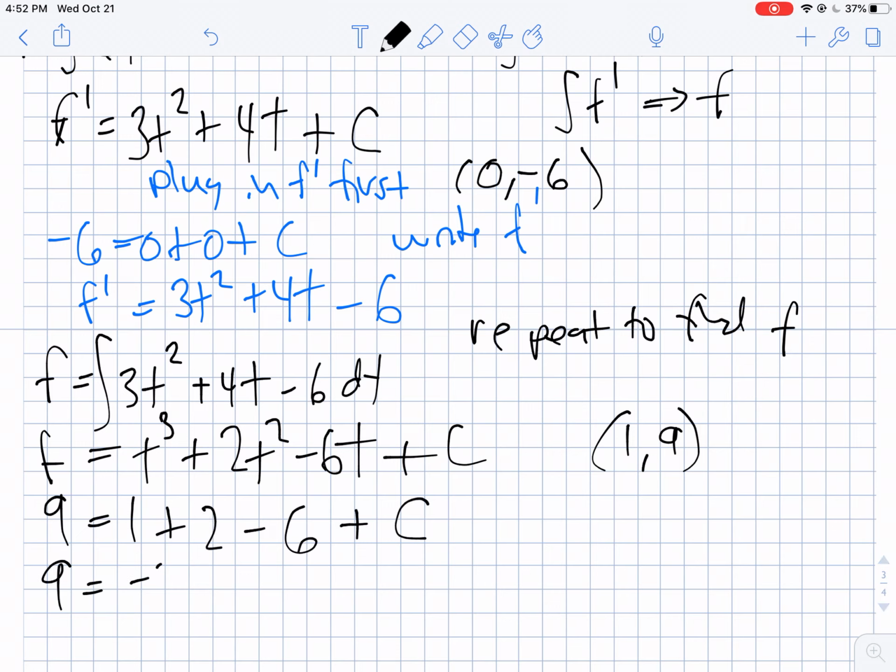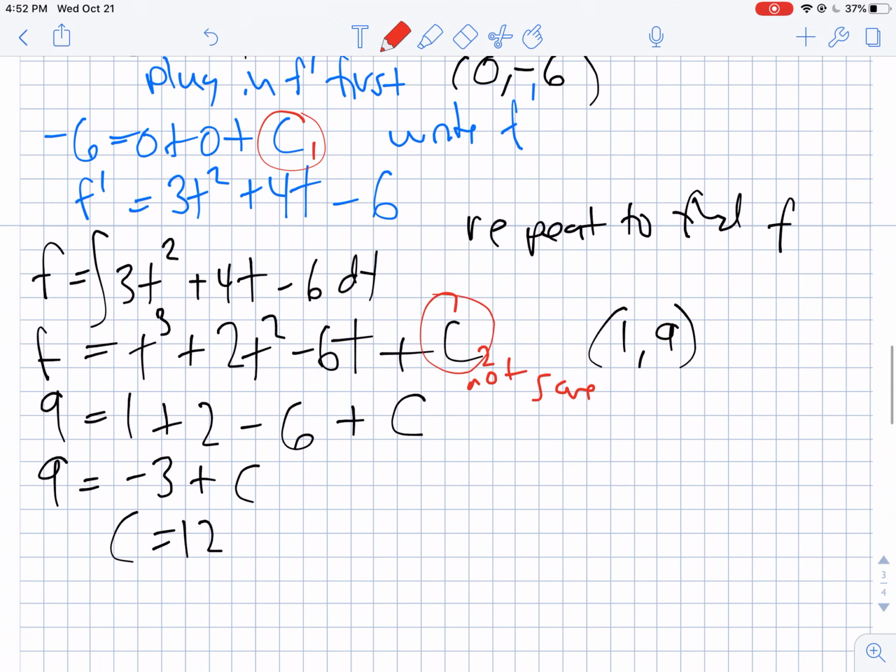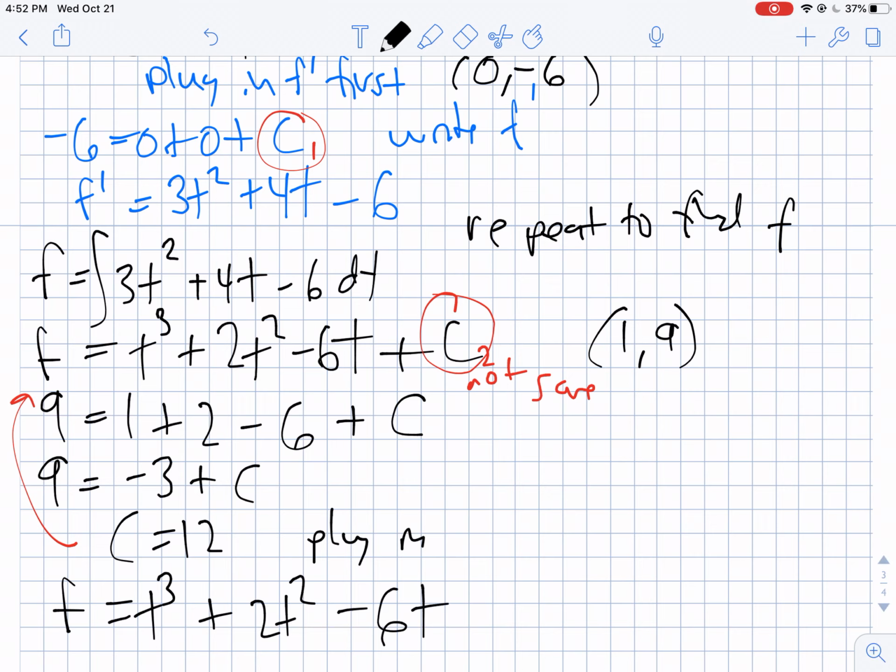Now, one thing worth noting, right, we integrated twice. We got two separate c's here. These are not necessarily the same. And if that confuses you, you could label them like c1 and c2 with a little subscript. You can name them like c and d or something like that. Anyway, let's go ahead and finish the problem. I'll plug that value in, and f is t cubed plus 2t squared minus 6t plus 12. Okay, so that's what I did. I just had to take two antiderivatives and do this twice.